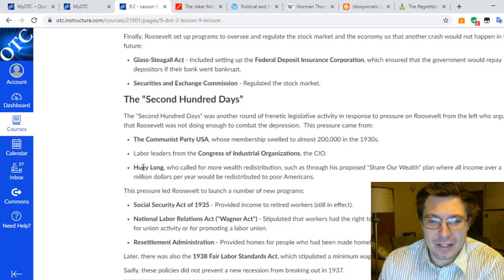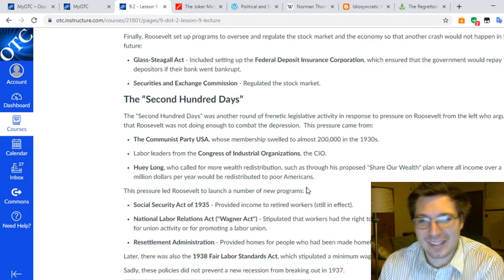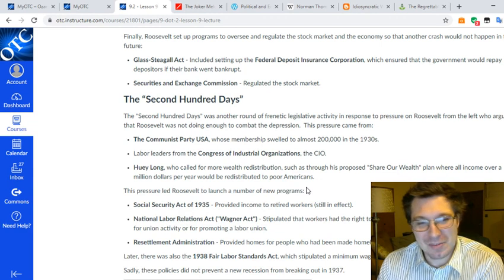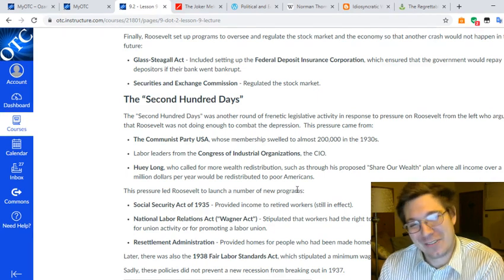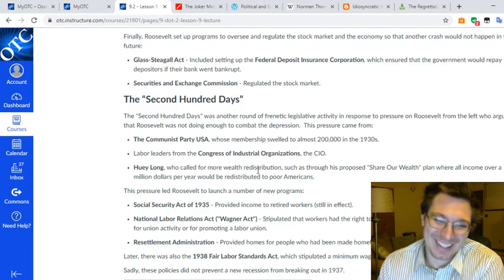And then you had Huey Long, who called for more wealth redistribution, such as through his proposed Share Our Wealth plan, where all income over $1 million per year would be redistributed to poor Americans. So basically, there'd be an effective 100% tax rate on income over $1 million. Seemed pretty radical to a lot of people.